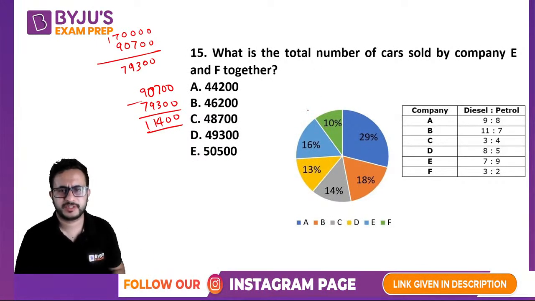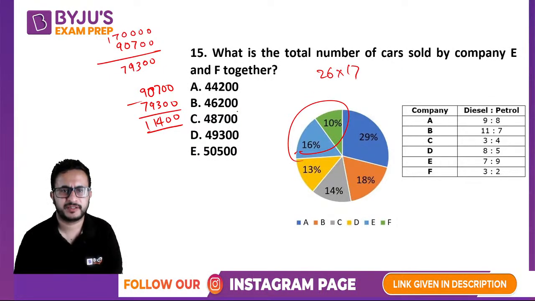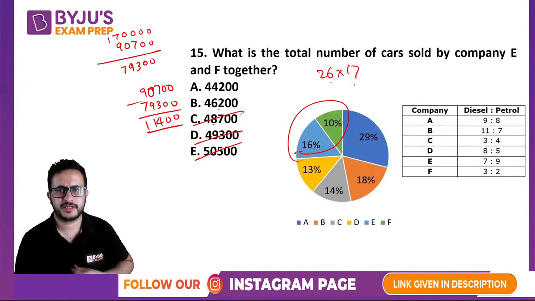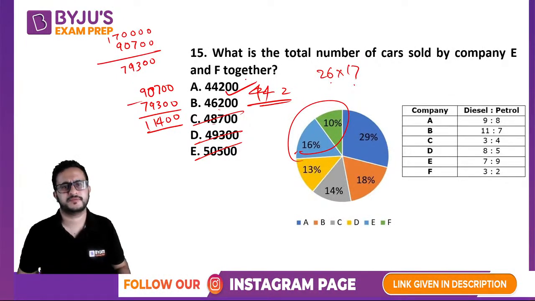ये तो आसान सा question है, right? So it is saying that E and F together. E and F is 26%. So 26 into 17. Okay, so that will be 462 या 442 में से एक होगा, right? So you can eliminate 3 of the options because 6 into 7 is this, right? So 17 6 is 102. 10 carries, that is 4 plus 10, 442. So that is your answer.